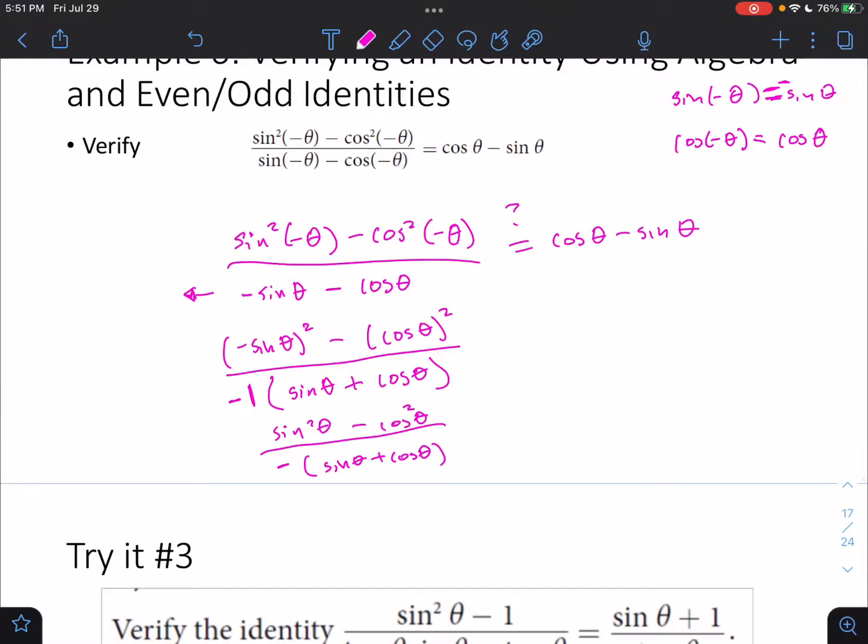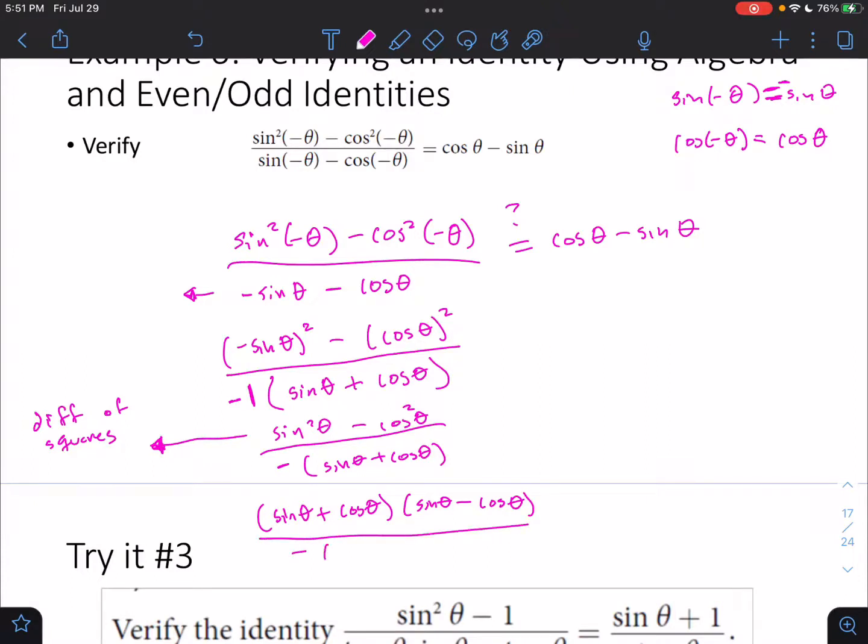Now moving down a little bit, sine squared minus cosine squared, I showed this property earlier. This is actually a difference of squares. And if you remember that formula, it says I can rewrite this as sine theta plus cosine theta times sine theta minus cosine theta. The denominator is still negative sine theta plus cosine theta.